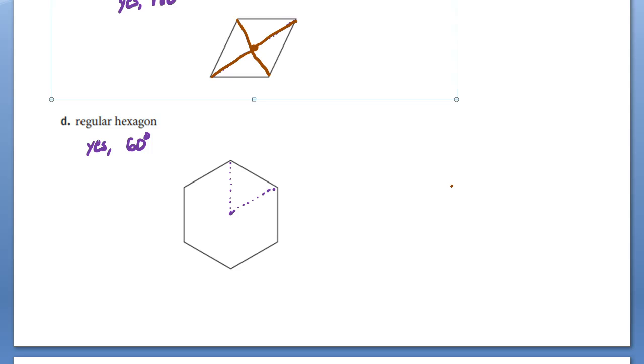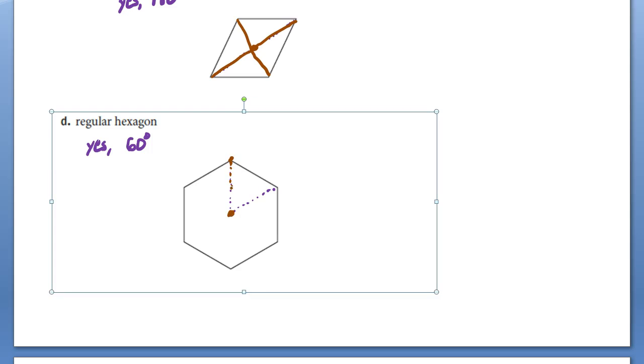Okay, last one, a regular hexagon. Yes, there is rotational symmetry. Find the center. Connect a vertex to the center. Connect the next vertex to the center. And what is this angle? It happens to be 60 degrees. Does it have any lines of symmetry?